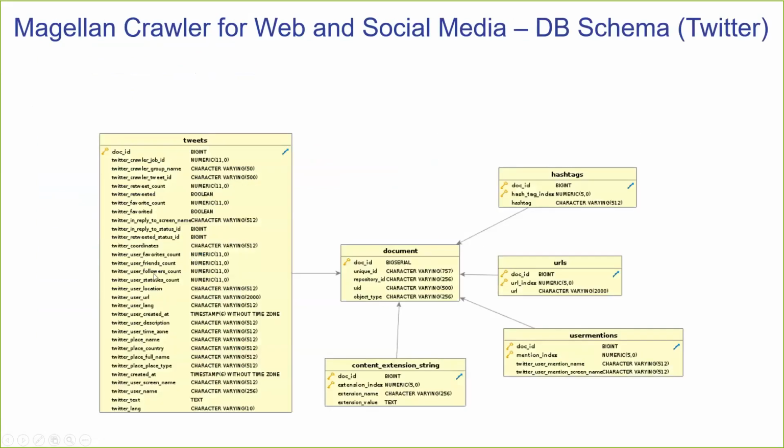In Twitter, we store more information. On the tweets themselves, there's a lot of different information we store. These are all the different things that come back from the API. And then we also store which hashtags were used in each tweet, which URLs were used in each tweet, and who was mentioned in each of these tweets. So all that information is stored in the media.